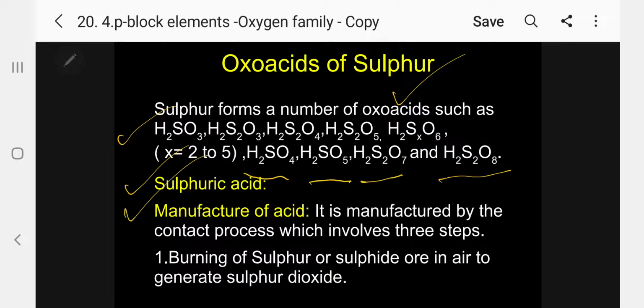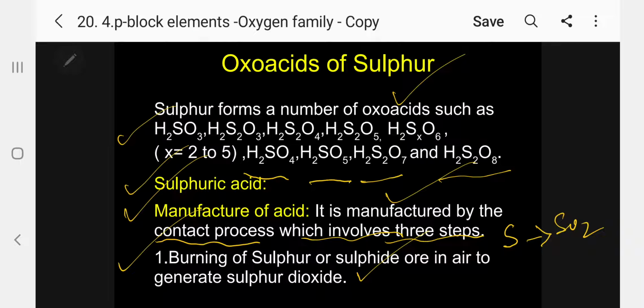Manufacture of sulfuric acid, preparation. It is manufactured commercially by the contact process, which involves three steps. First, burning of sulfur or sulfide ore in air to generate sulfur dioxide. Please follow, we are converting sulfur or sulfide ore into sulfur dioxide. That is step 1.